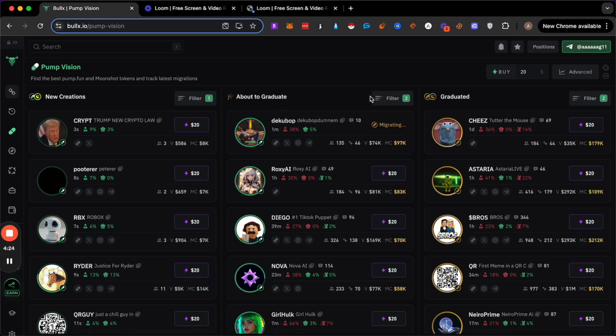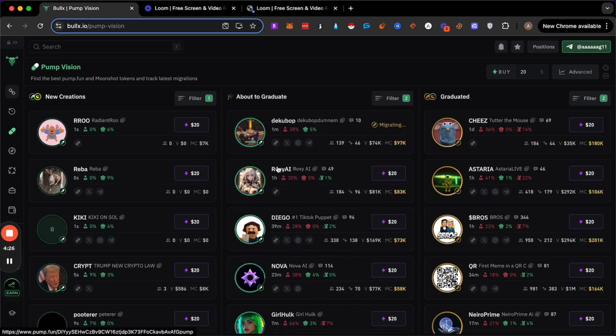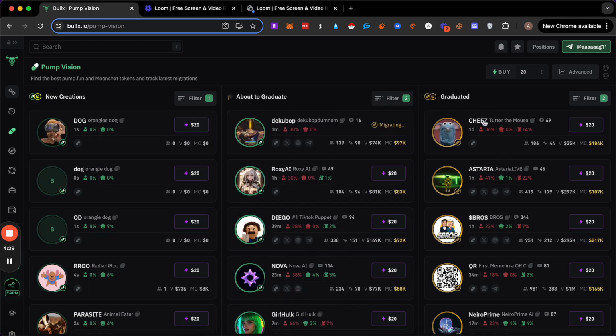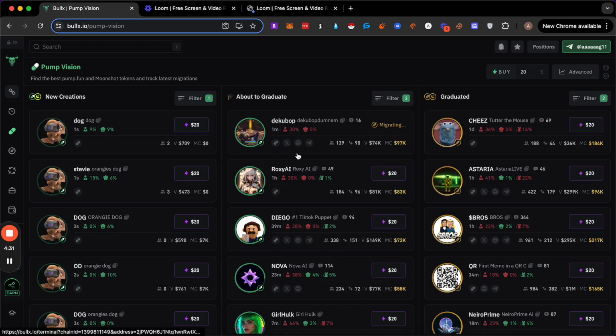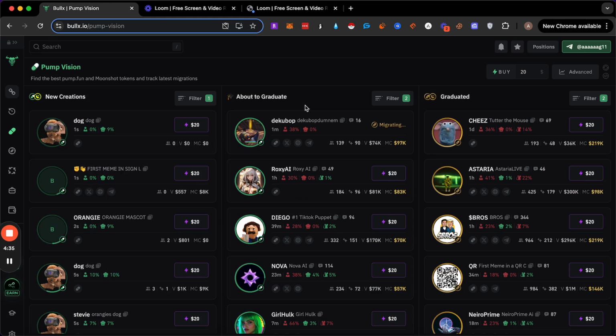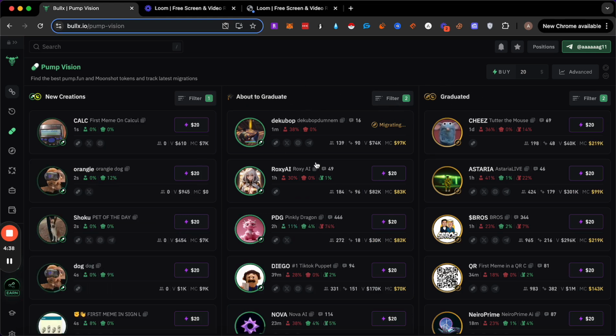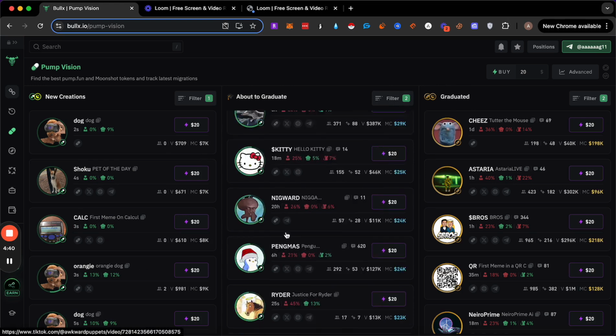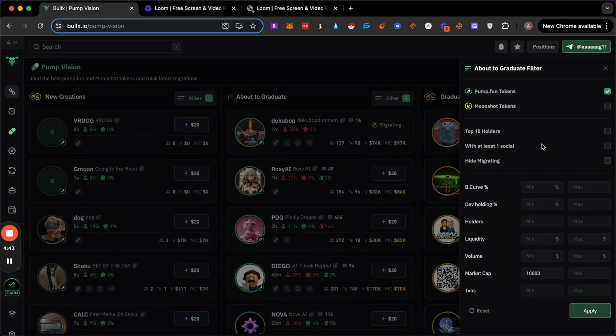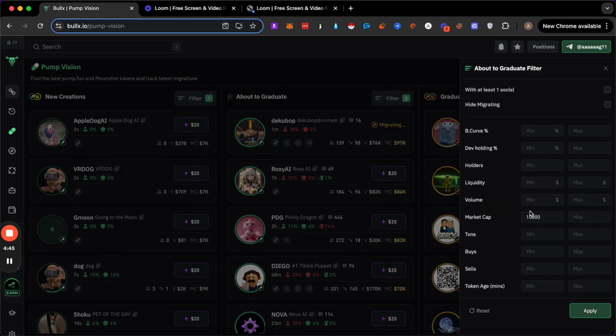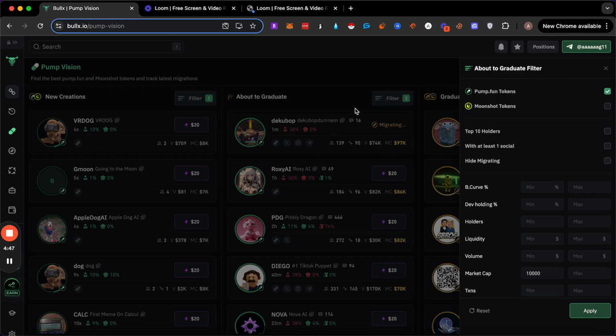Then there's the about to graduate section, right? So these are the ones that are about to get migrated to Raydium. Anytime a token hits a certain market cap, they can migrate their contract to the Raydium network, and this is all the tokens that are in that process. For this, I always put the filter above $10,000 market cap, and I keep it to pump.fun tokens.